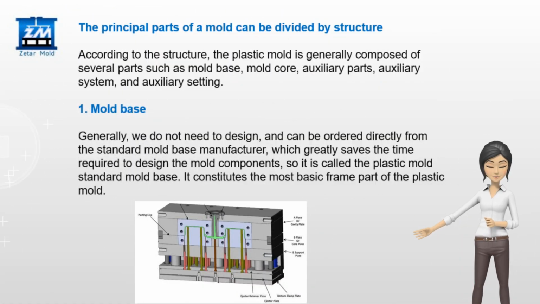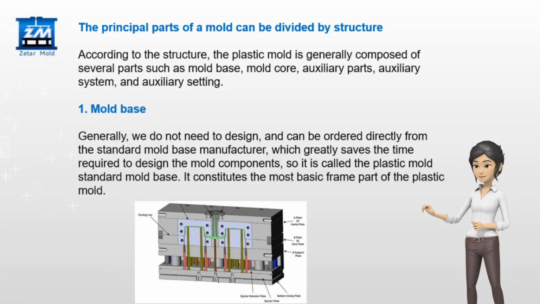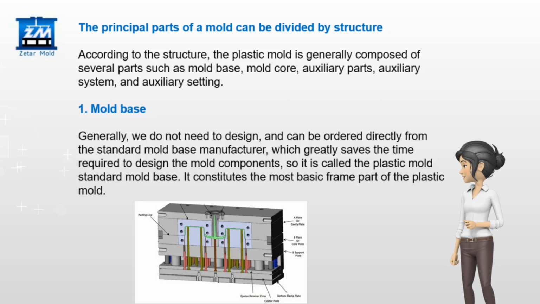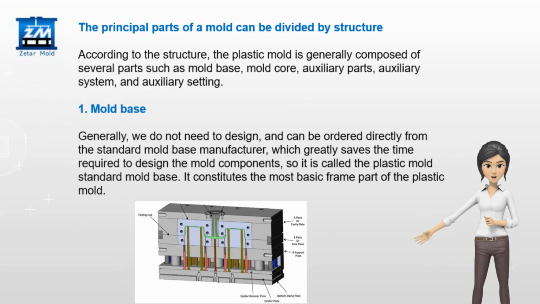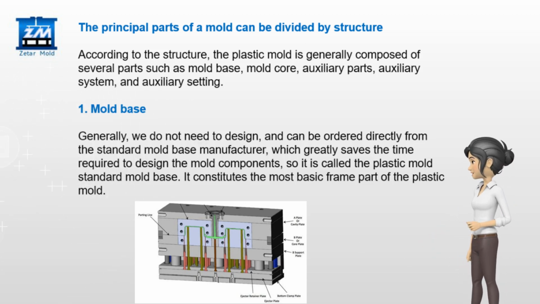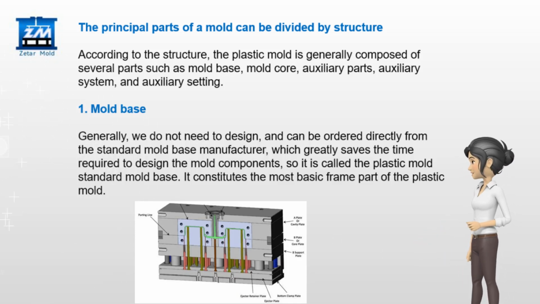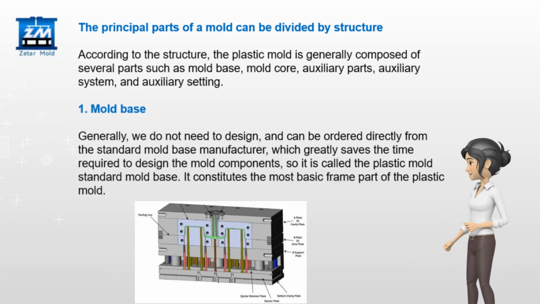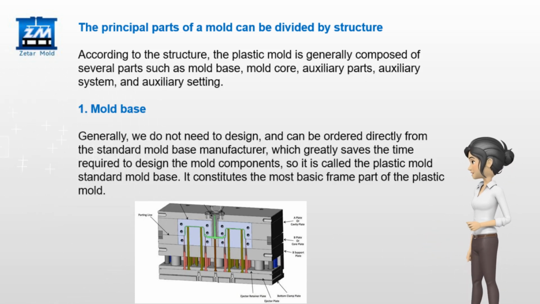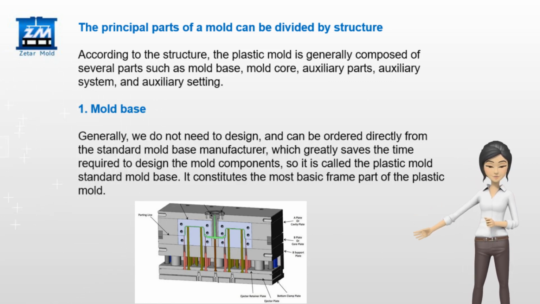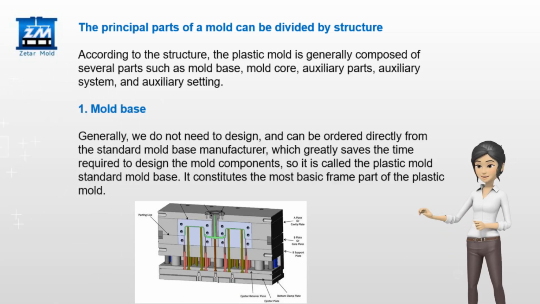The principal parts of a mold can also be divided by structure. The plastic mold is generally composed of several parts such as mold base, mold core, auxiliary parts, auxiliary system, and auxiliary settings. Mold base generally, we do not need to design, and can be ordered directly from the standard mold base manufacturer, which greatly saves the time required to design the mold components. So it is called the plastic mold standard mold base. It constitutes the most basic frame part of the plastic mold.